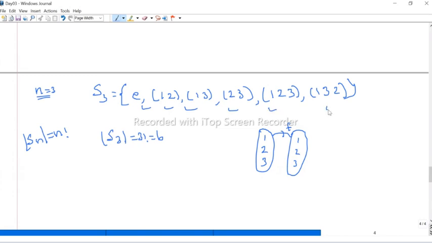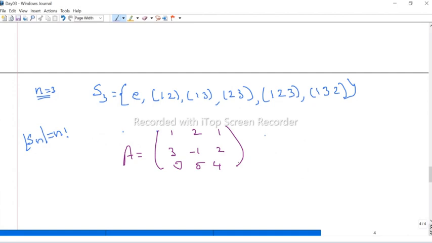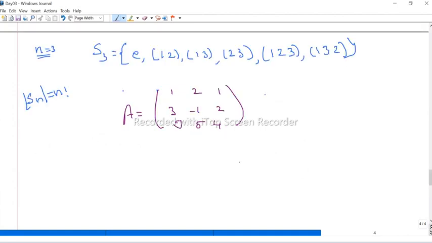There are 6 elements. Now, if you take any 3 by 3 matrix, what is the determinant? So this is S3. S4 means there are 24 elements, that is, 4 factorial elements. For example, now if you take some special matrix, any 3 by 3 matrix, suppose I take A equal to 1, 2, 1, 3, minus 1, 2, 0, 5, 4, for example. I am going to find the determinant of this matrix using that formula.